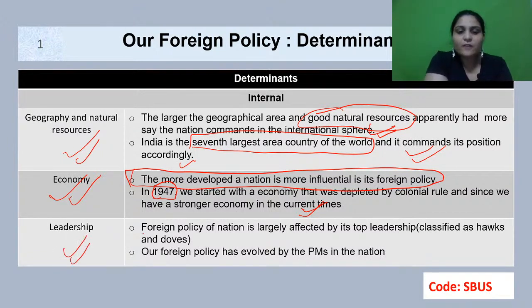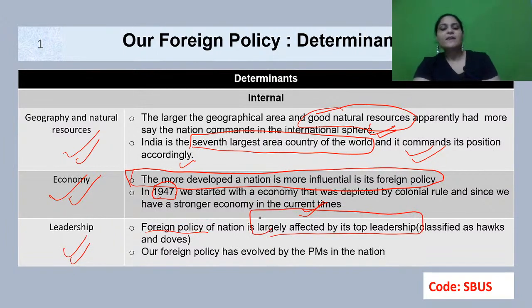Foreign policy of nations is largely affected by its top leadership. Very, very true. In fact, these leaders are actually called... Yes, Rajendra, okay, somebody has asked me. Yes, I will be making a detailed video on the Indian Foreign Services also.